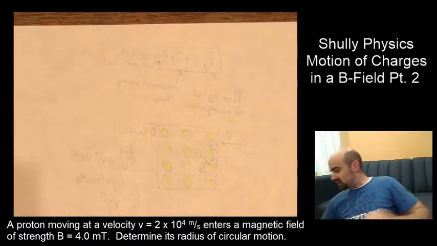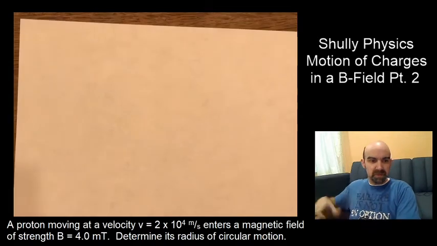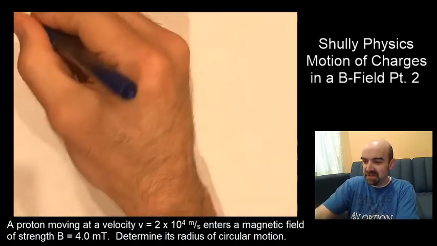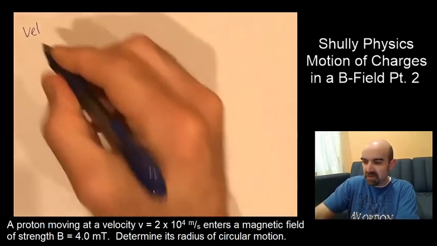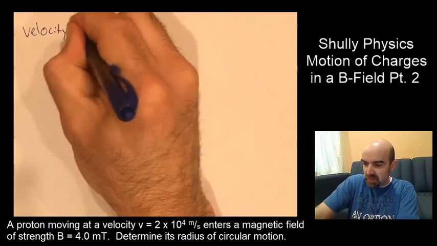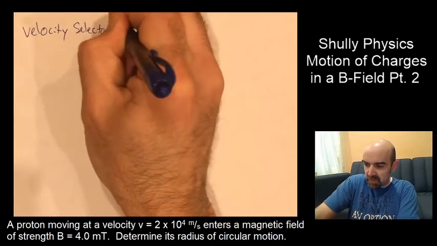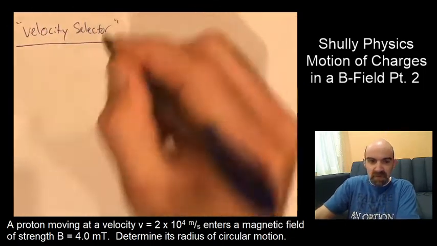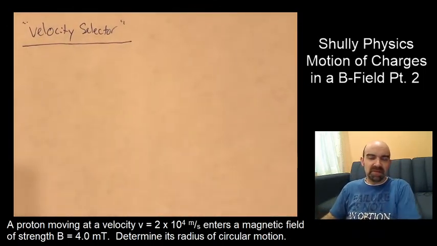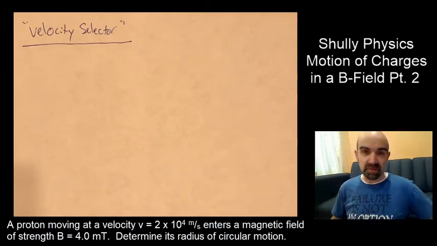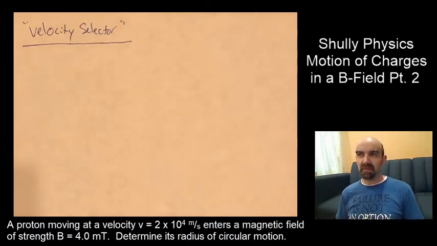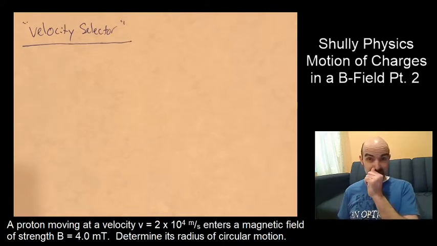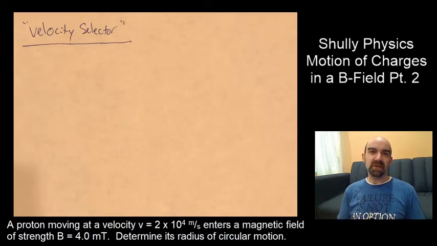So that brings us to our first application. Going to grab a fresh sheet of paper there. There we go. First application called a velocity selector. So a velocity selector allows us to take a sea of particles that are going in all different directions, possibly many different kinds of particles with different masses, and select only the particles going in a very specific direction, moving with a very specific velocity.